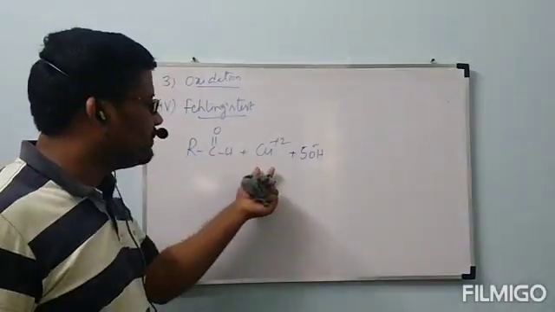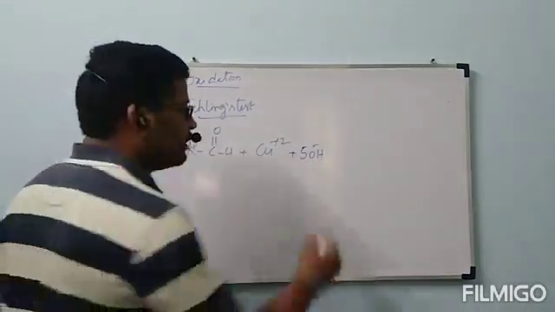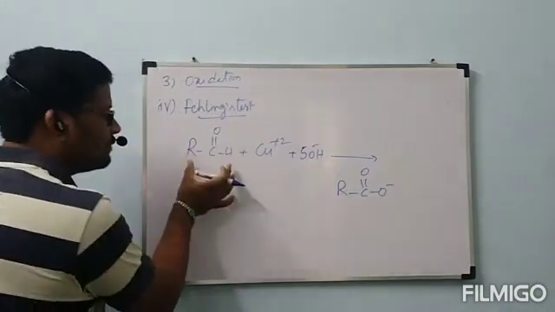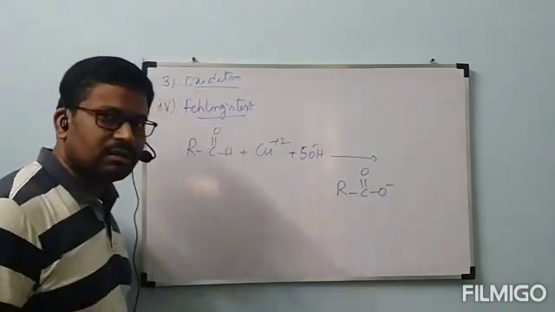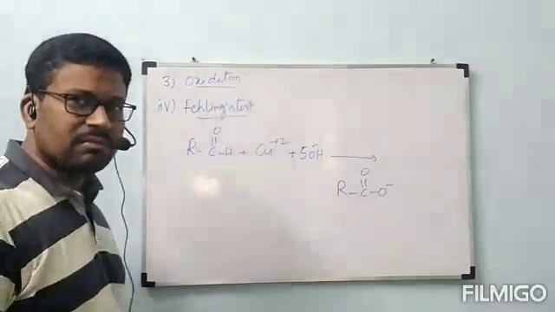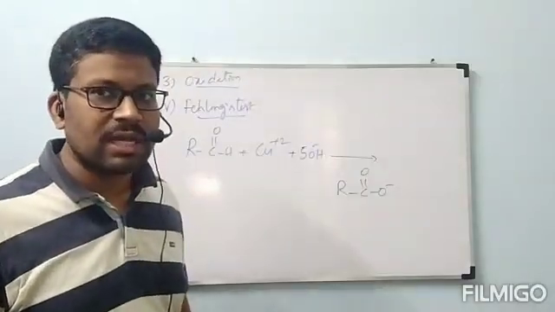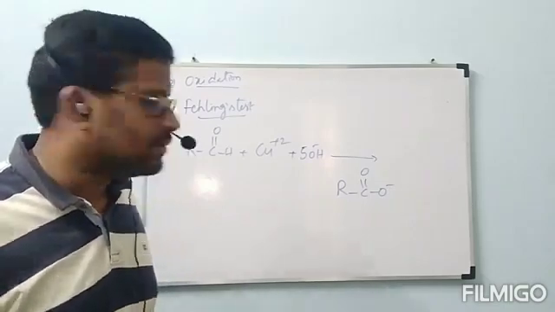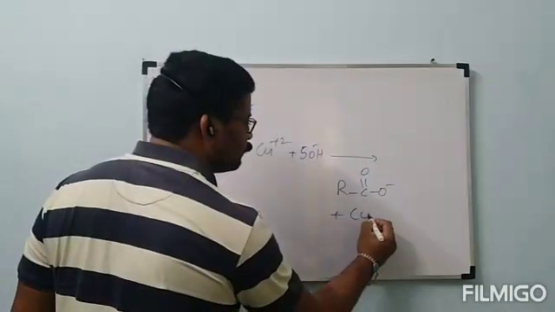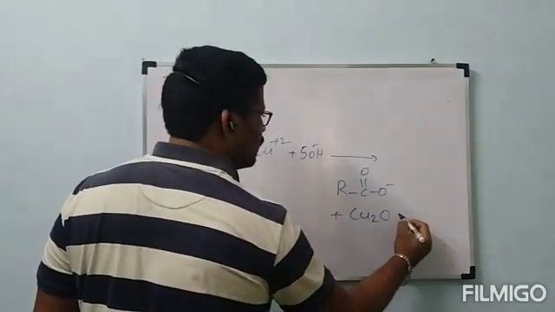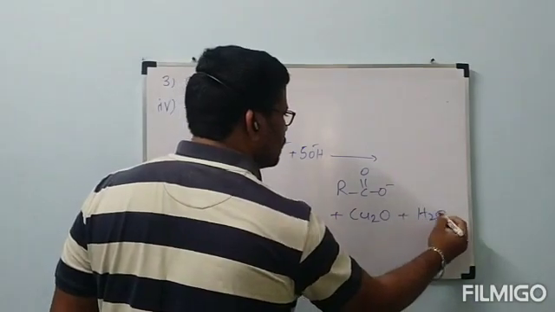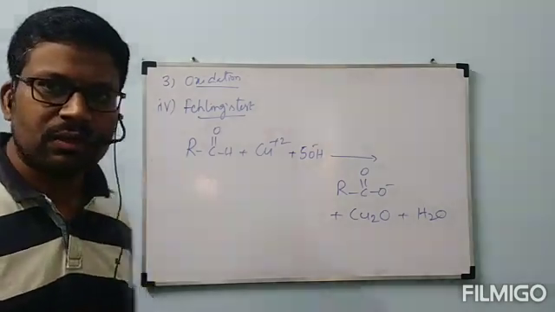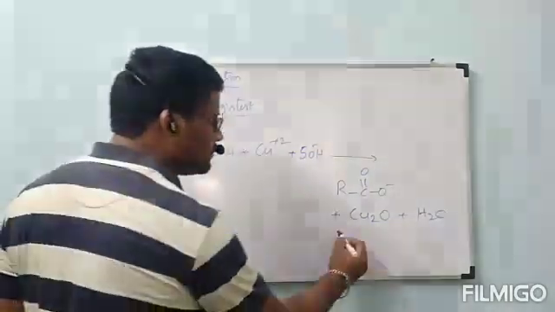Okay. RCHO plus Cu plus 2 plus 5 OH minus will give rise to RCOO minus. Again, the same aldehyde will undergo oxidation to form carboxylate ion, because these reactions are all oxidation only, but these are mild oxidizing agents which are shown by aldehydes, because aldehydes are more reactive than ketones, and these reactions are not shown by ketones. RCOO minus plus Cu2O plus H2O. This Cu2O is a reddish brown precipitate.